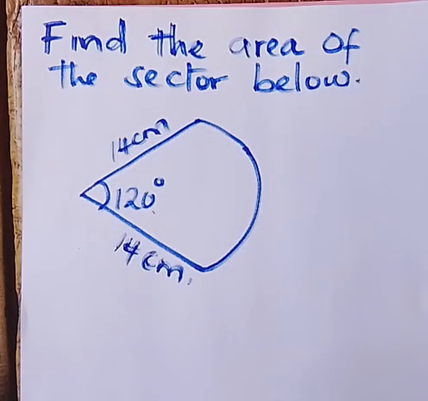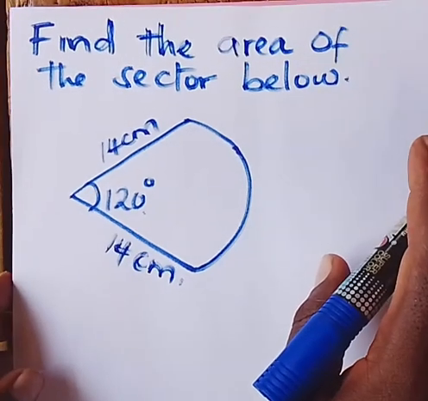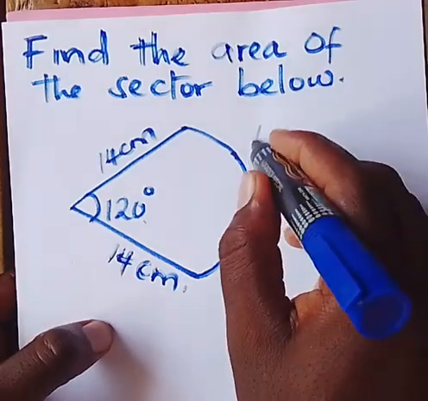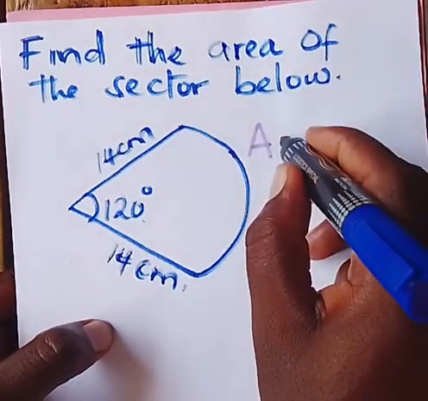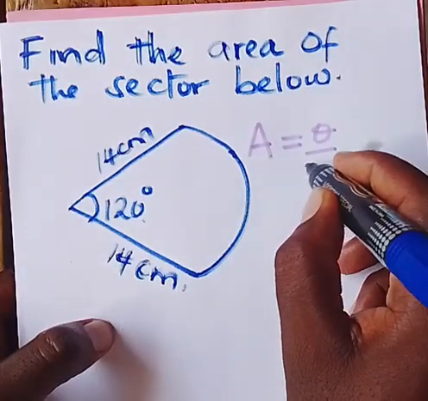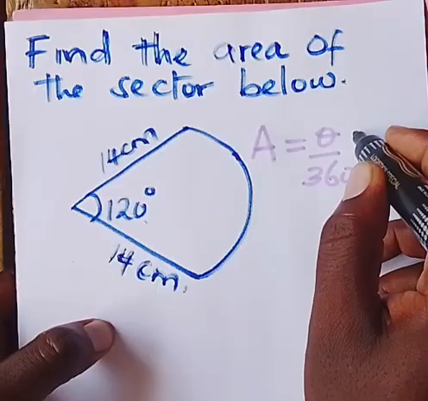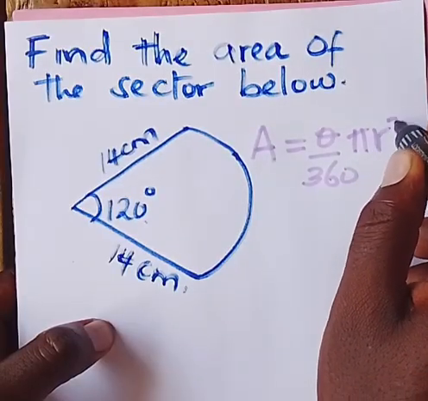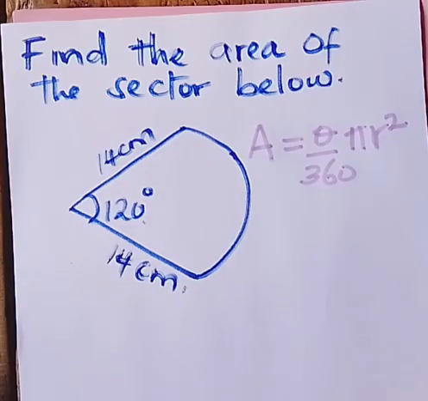Remember what we said about the area. We said that the area of a sector is given by the angle, which is theta, over 360, then multiplied by the area of a circle. So the formula is theta over 360 pi r squared.